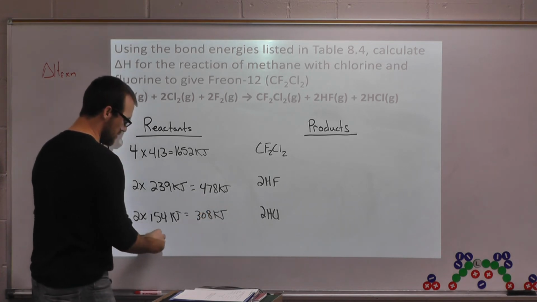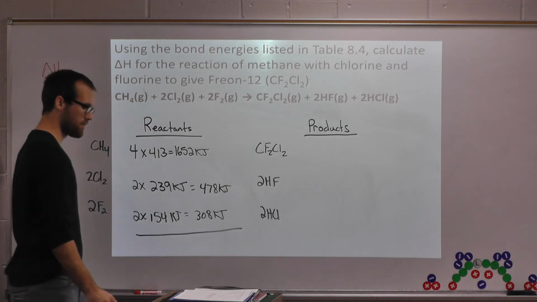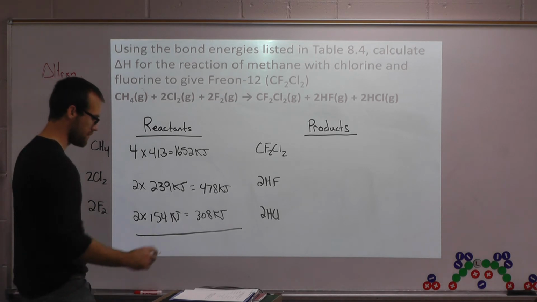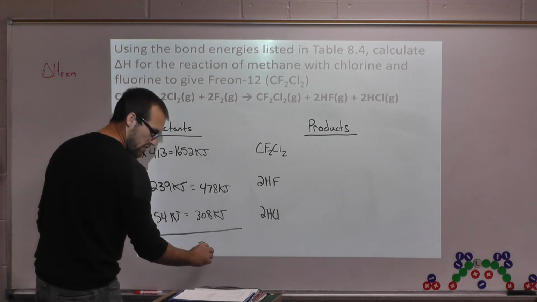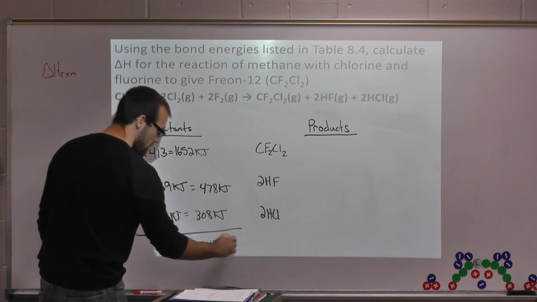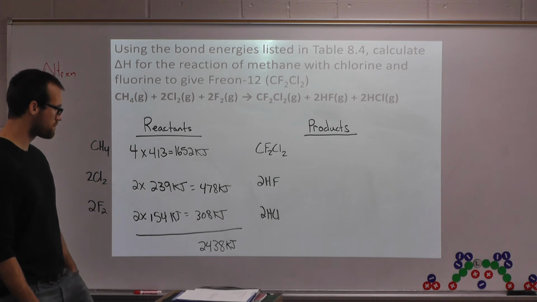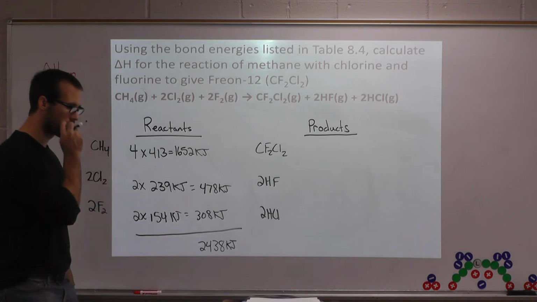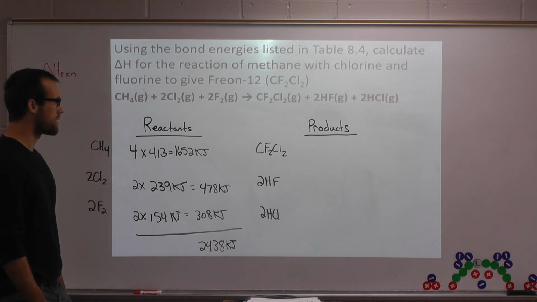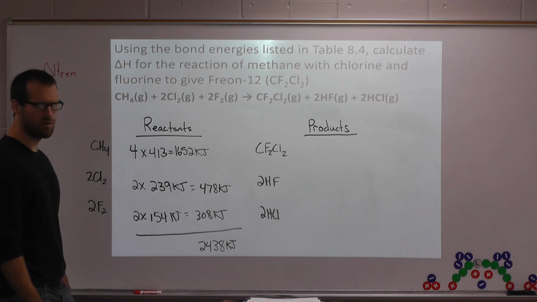Now I'm just going to add all those guys up, because that's what the equation asks us to do. You should get 2,438. Okay, let's go to the products. Am I going too fast? Are you staying with me?